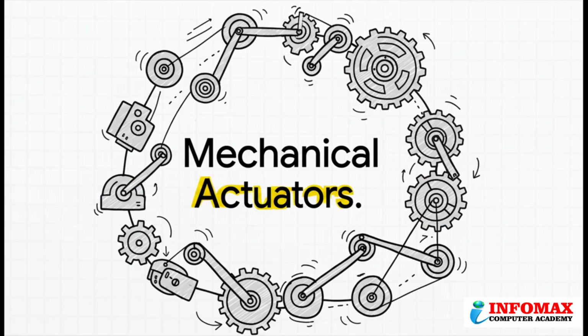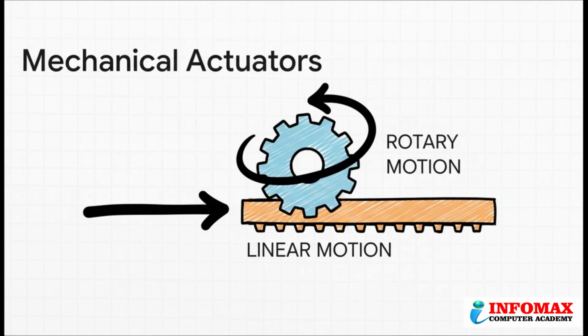All right, last but definitely not least on our little tour, we get to what I think is the cleverest of the bunch, the mechanical actuator. Now these are different. See, unlike all the others, mechanical actuators don't really create motion from scratch. Instead, what they do is they cleverly convert one kind of motion into another. Think about the steering in your car. That's a perfect example. You have a system of gears that takes the spinning motion of you turning the wheel and converts it into the straight line motion that actually turns your tires.